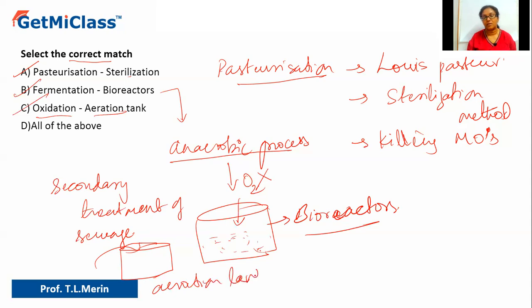In this aeration tank, there will be a fan-like structure, or you can say an agitator, which will be moving so as to allow the growth of organisms. When there is aeration, of course, there is an increase in the oxygen. That is why we can say oxidation, aeration tank. That is also correct. So the correct answer is option D, that is all of the above.